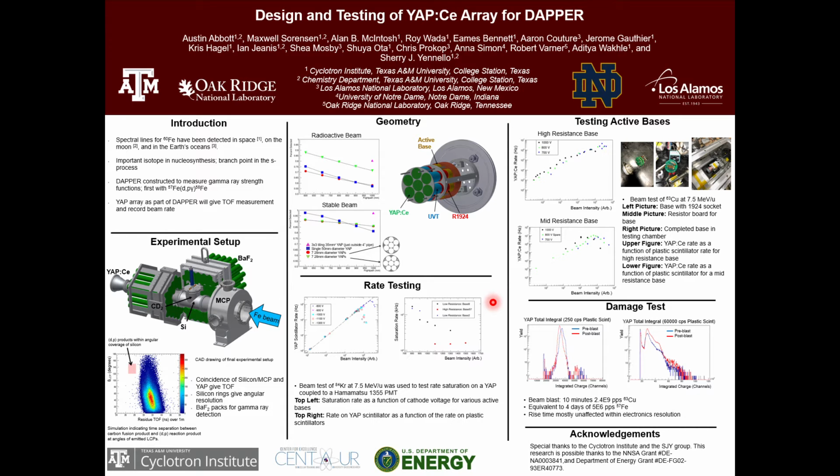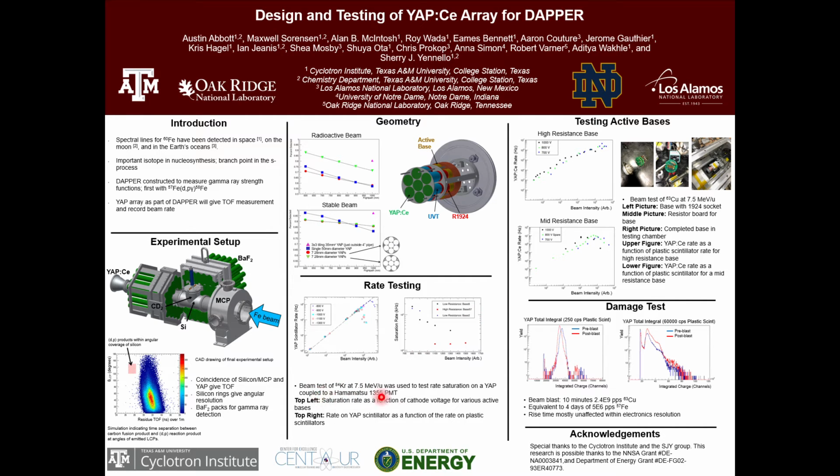Bases are used to provide voltage to these PMTs, and there are two different kinds, passive and active bases. Active bases are known to allow for higher saturation rates due to the inclusion of field effect transistors. So various 1355 active bases that were made for another experiment were tested in order to investigate the effects of active base resistance and the applied voltage on the saturation rate.